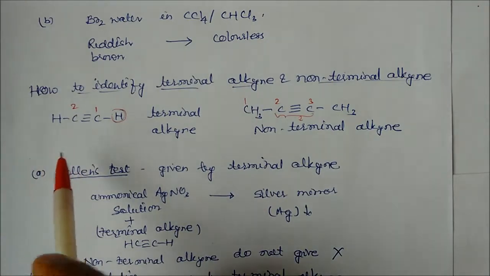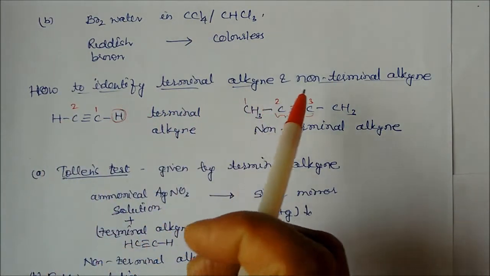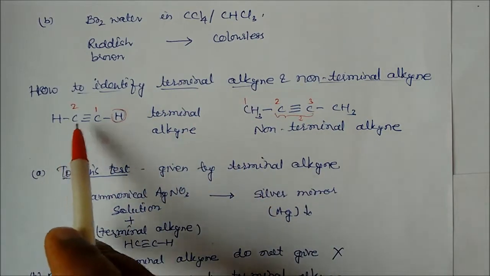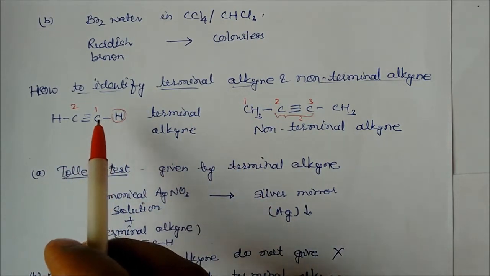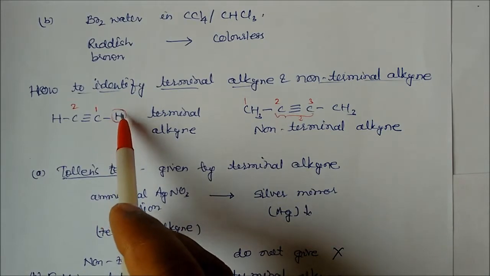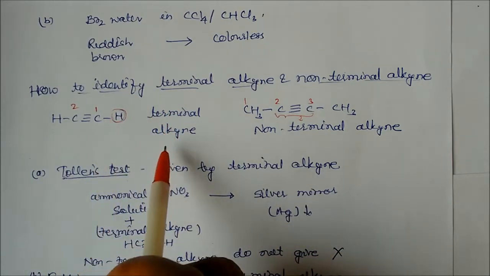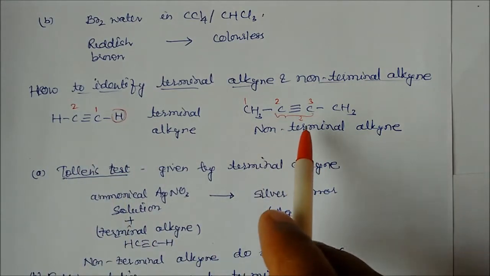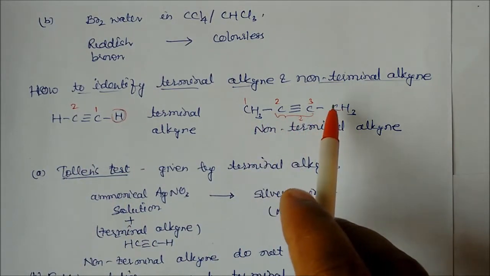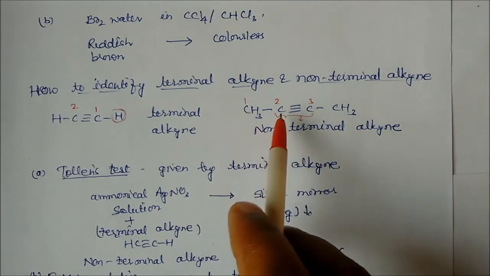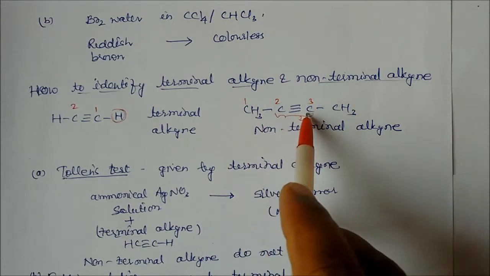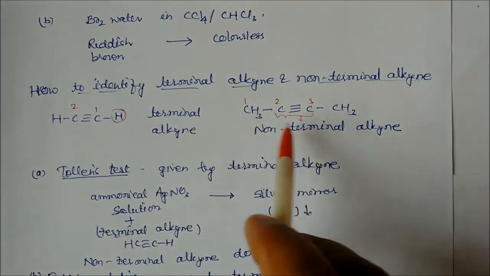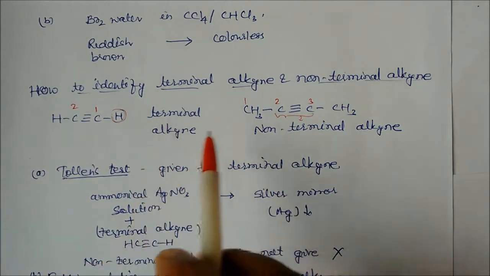This is the second way to identify saturated and unsaturated compounds. Now, next is how to identify terminal alkyne and non-terminal alkyne. First of all, what do we mean by terminal alkyne? This is the alkyne, we know the formula very well. Here the hydrogen attached to the first carbon, with the triple bond, is called a terminal alkyne. But if this triple bond is present between two carbons, the second, third, fourth, anywhere, then it is called a non-terminal alkyne. This is the difference between terminal and non-terminal alkyne.